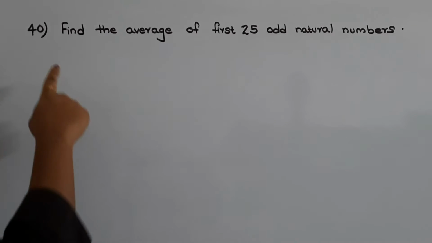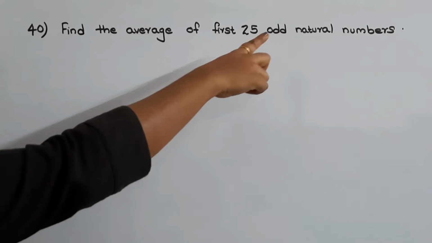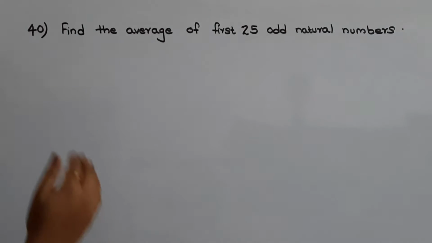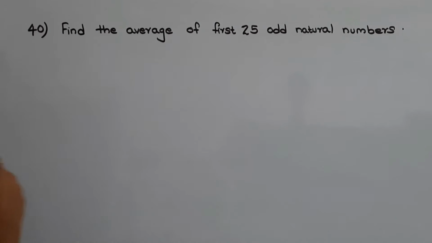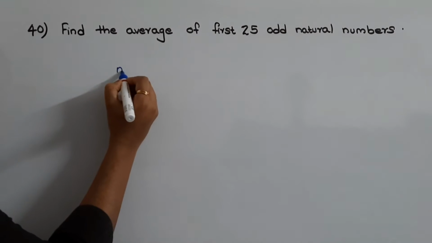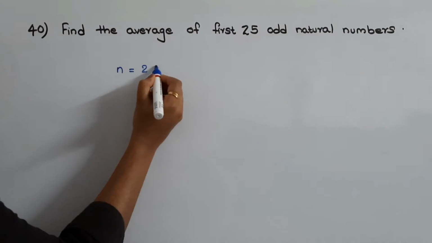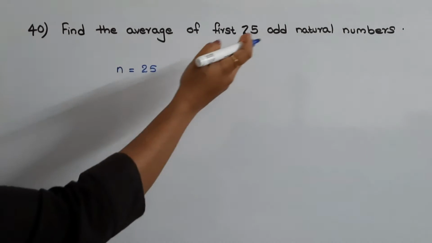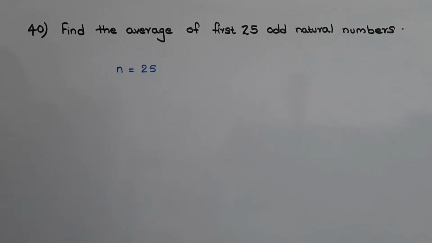The next question is, find the average of first 25 odd natural numbers. The average of first n odd natural numbers is n. Here the n value is 25. So the average of first 25 odd natural numbers is 25. So this is the answer.